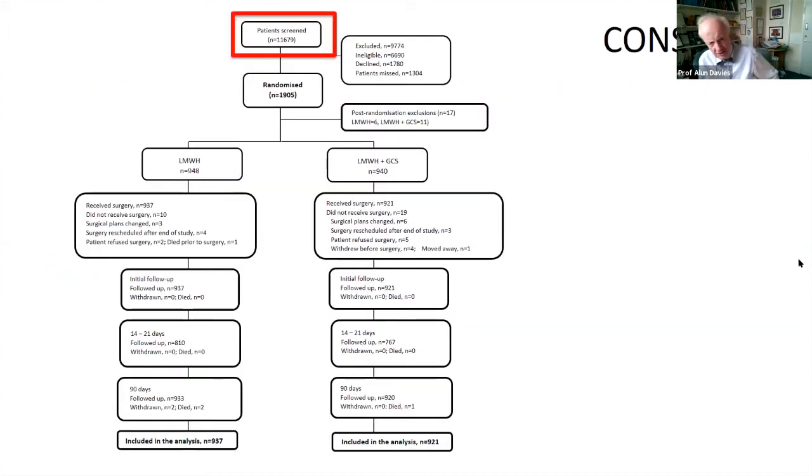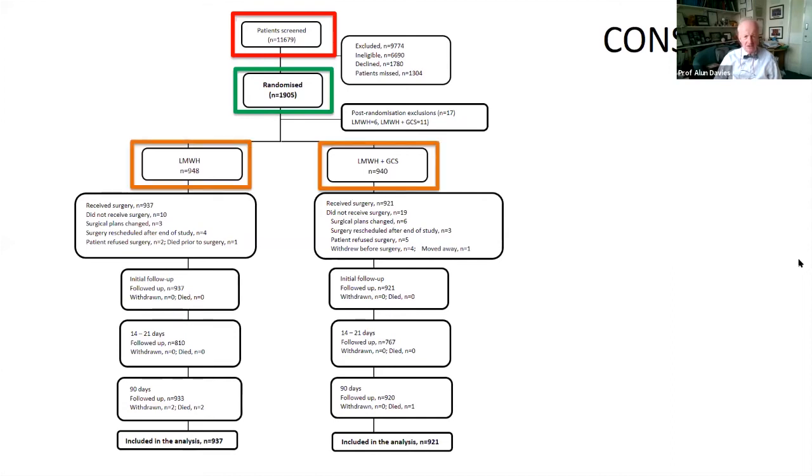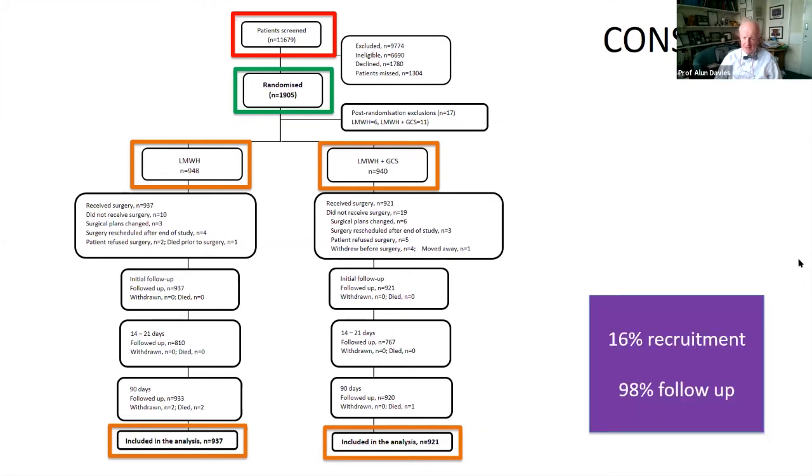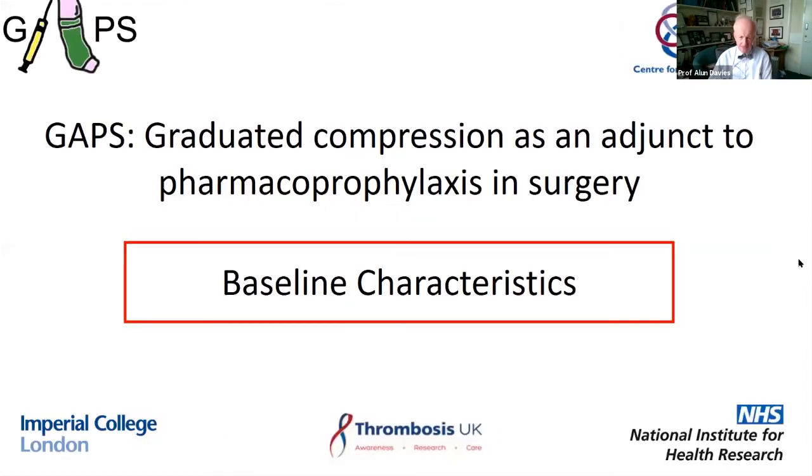So for completeness, we screened just under 12,000 patients. We randomized 1,905 patients, and you can see that they were equally randomized between the two groups, and that overall our follow-up was very good, and a significantly good number were included in the subsequent analysis. To summarize, we recruited 16% of the patients screened, however, we had an exceedingly good follow-up of 98%.